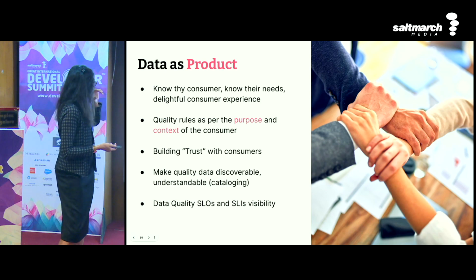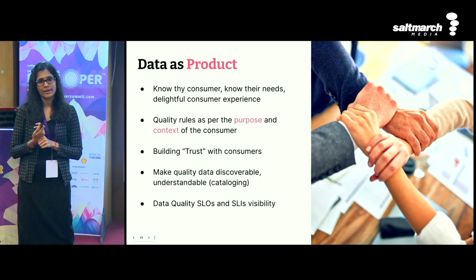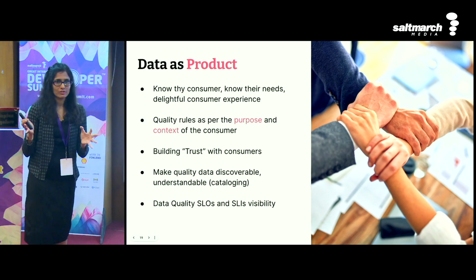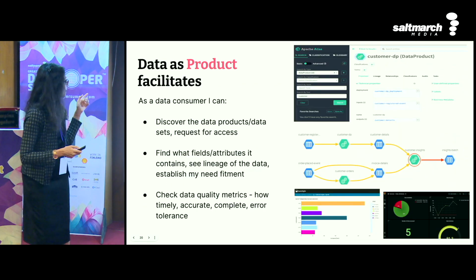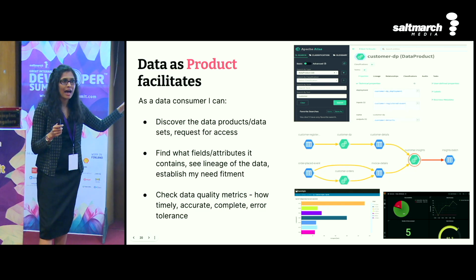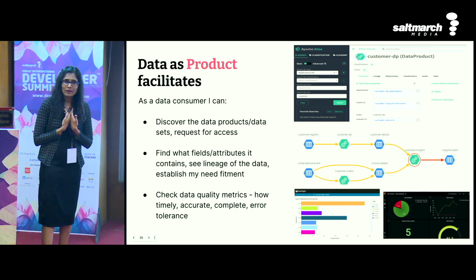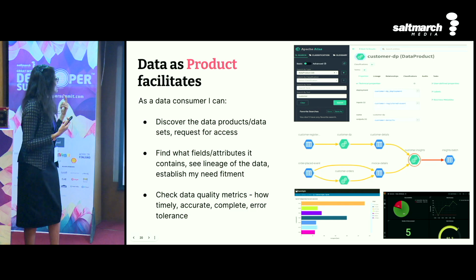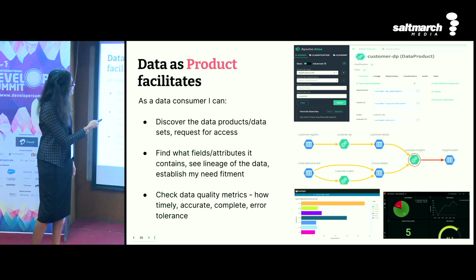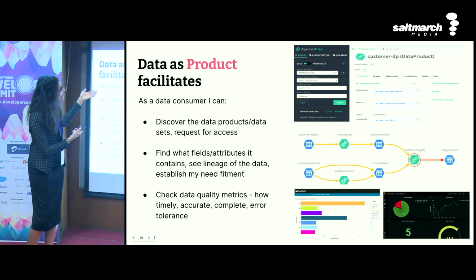And the most important part here, as I was mentioning earlier, is making the quality data discoverable within the organization in a seemingly frictionless fashion, right? These are some screenshots from some of our live projects where we are demonstrating how this can be done. Data as a product facilitates that as a consumer, I can now discover the data products and data sets, and request access. You can see this small screenshot here from Apache Atlas, where as a data consumer, I can discover my data products, right?